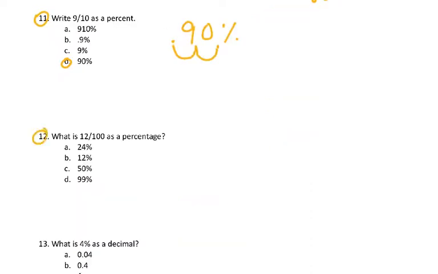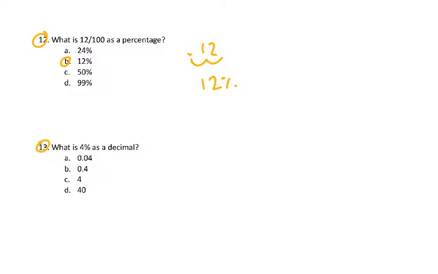Number 12 is the same way. 12 1/100ths is already out of 100. So percent means out of 100. It's out of 100. That's just 12%. You can also think of it as 0.12. Move the decimal 2 times. 12%. So B.